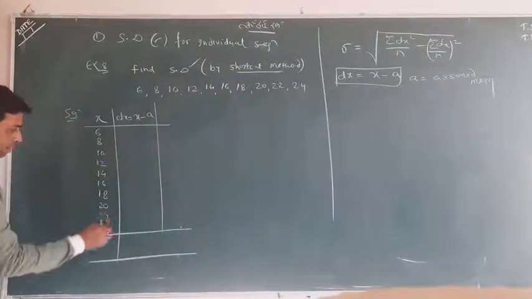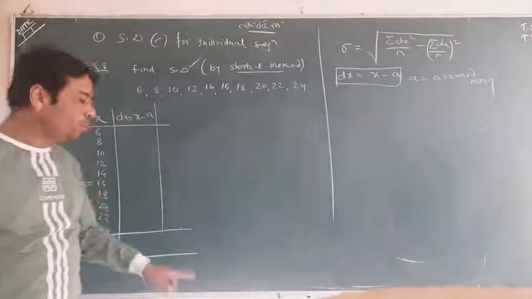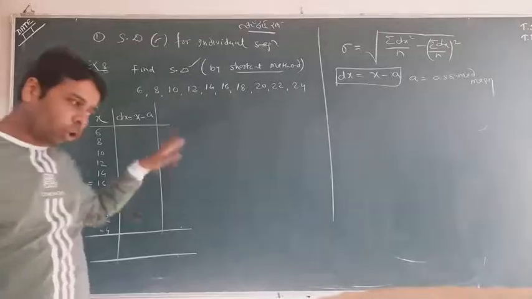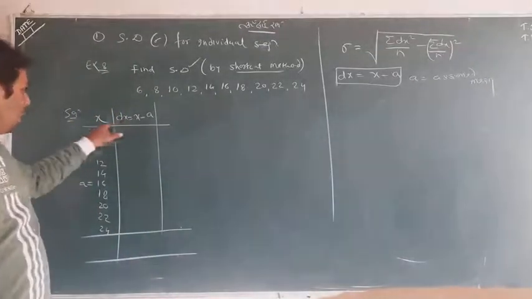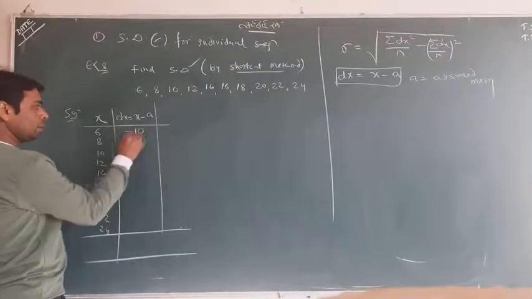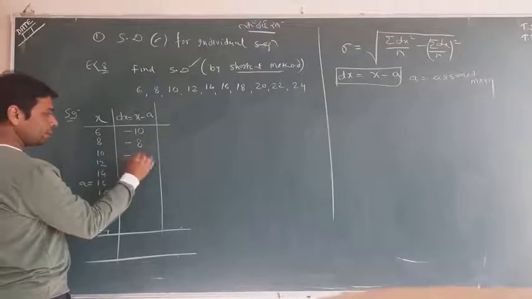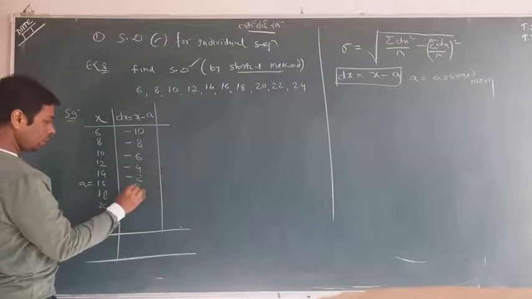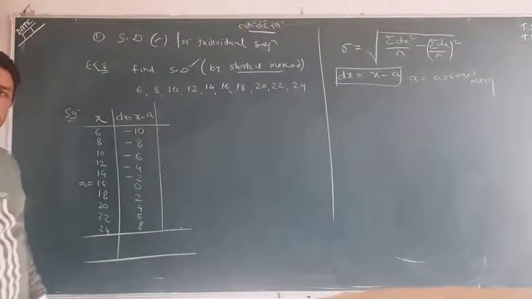Suppose I'm choosing the middlemost number, a equal to 16. No matter if you choose a equal to 12 or a equal to 18, in all the ways the answer will be correct. So dx is equal to x minus a. I will find 6 minus 16, 8 minus 16, 10 minus 16, 12 minus 16, 16 minus 16, 18 minus 16. You can understand it now. This is going to be happening.